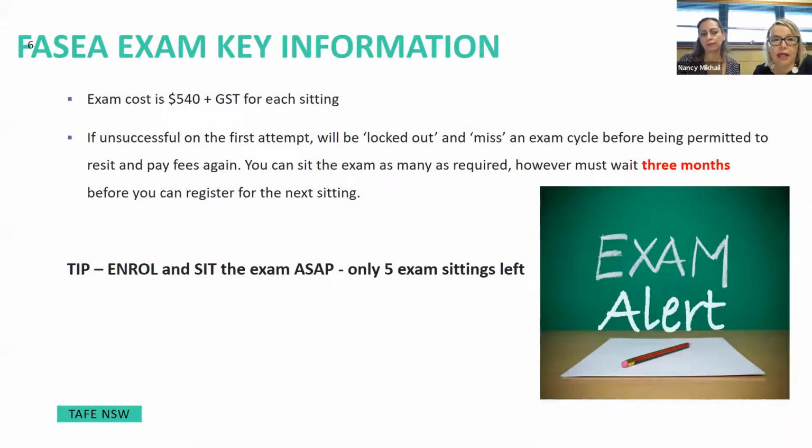So in relation to some other key exam information, it costs $540 plus GST. If you're unsuccessful on the first attempt, and this is why it's really important to make sure that you've registered and you leave yourself enough time, just in case you don't receive that pass mark on your first sitting, you're actually locked out for the next cycle, which means that there's really 3 months between your first sitting date and when you're able to resit at the next time. So the main tip that Nancy and I really want to put across to you today is to sit the exam as soon as possible. And at this stage, there's only 5 exam sittings left.